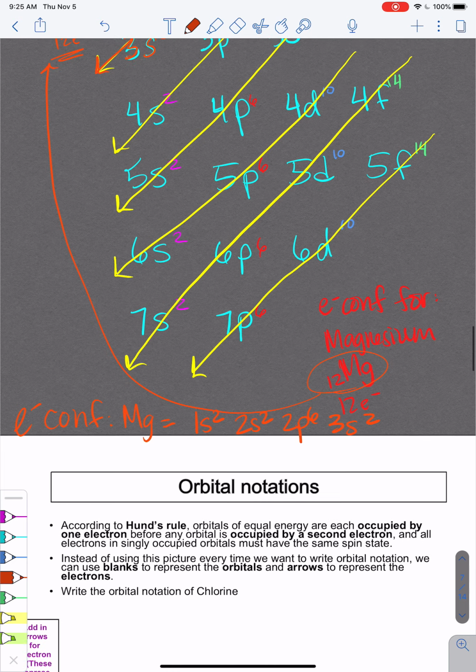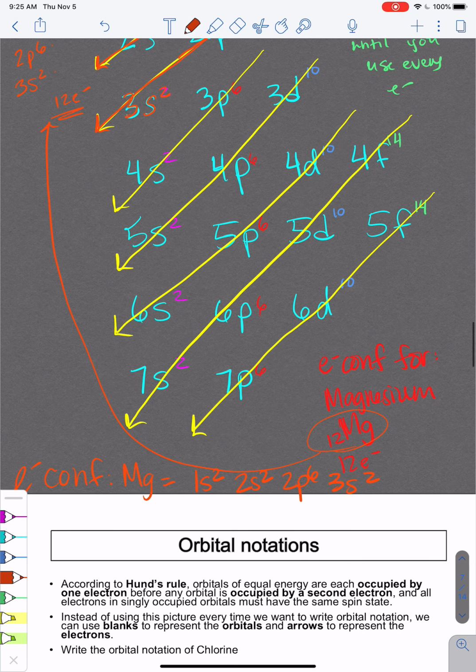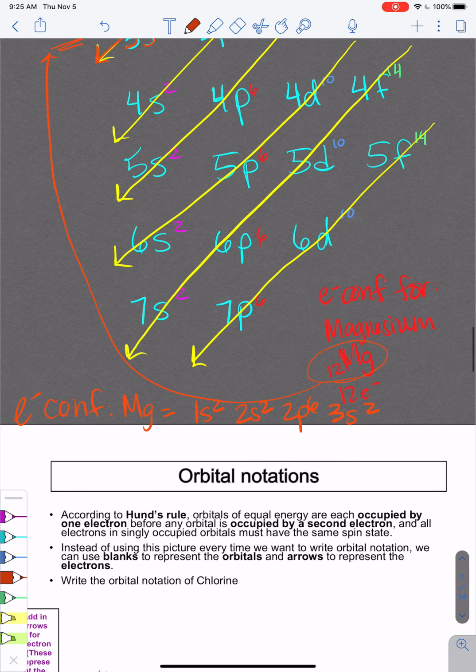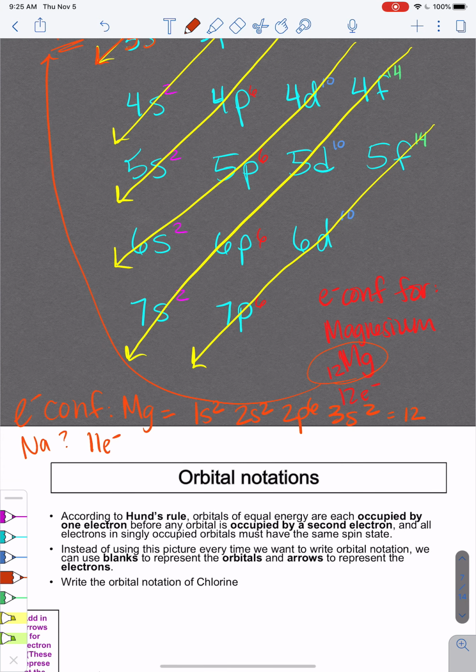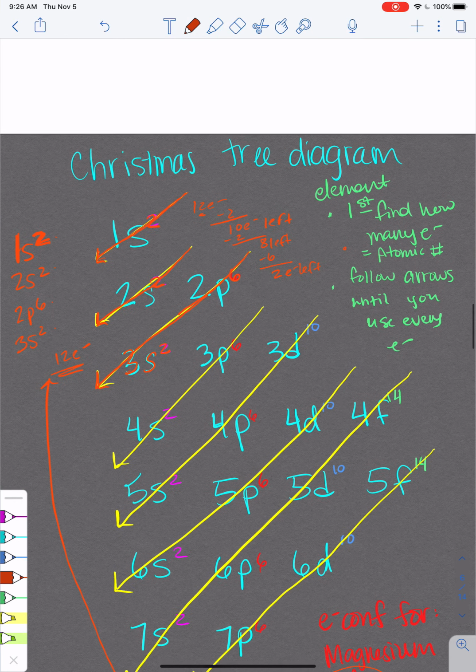What if I asked you for sodium instead of magnesium? Sodium has 11 electrons, and the one we just did adds up to 12. To get to 11, you just take 1 away right there. So it would be 3s1 that we're ending with, and these stay the same: 1s2, 2s2, 2p6.